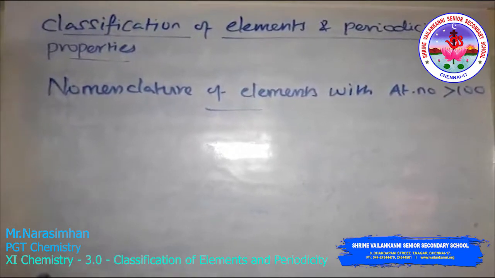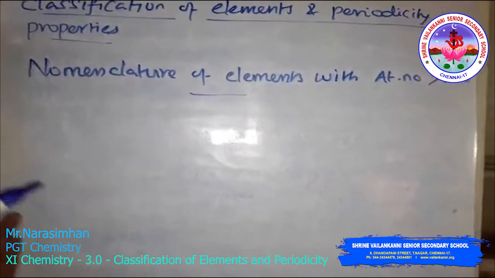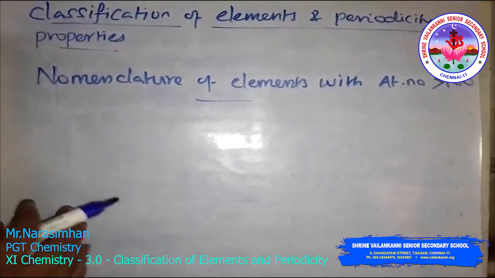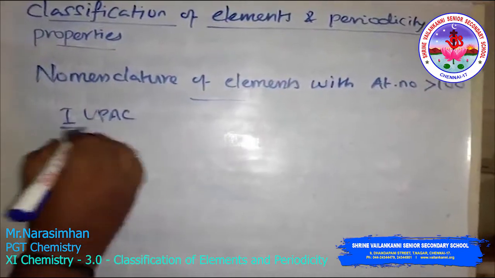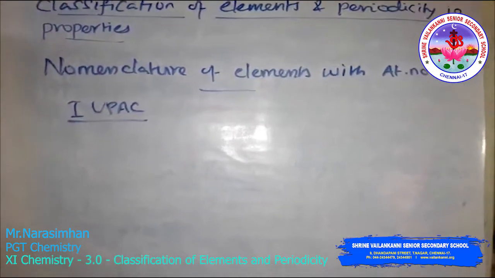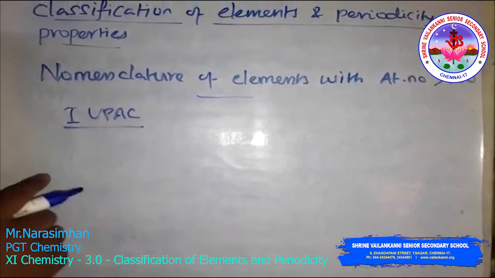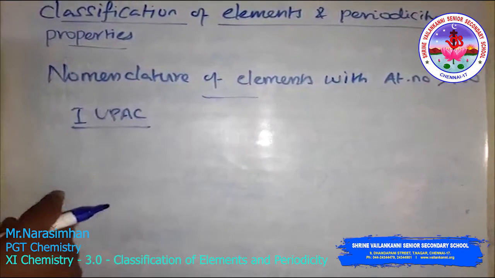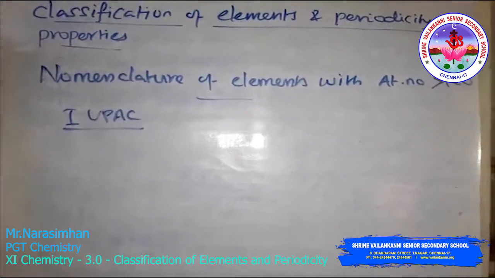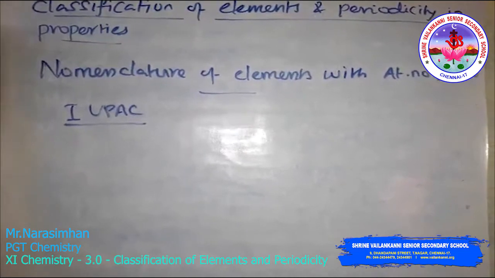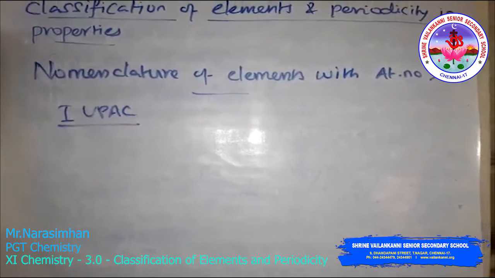The naming of new elements had traditionally been the privilege of the discoverer, and the suggested name was ratified by the IUPAC, the International Union of Pure and Applied Chemistry. In recent years, this has led to some controversy. The new elements with very high atomic numbers are unstable, obtained only in minute quantities. Sometimes only a few atoms of them are obtained.